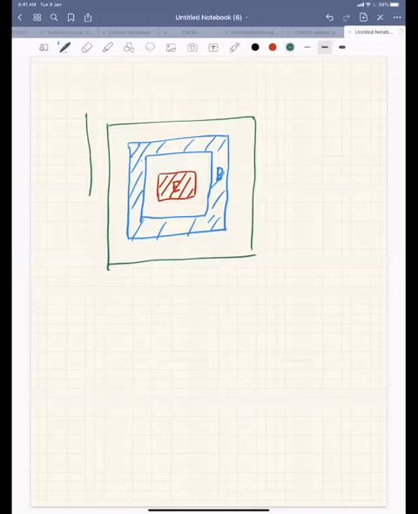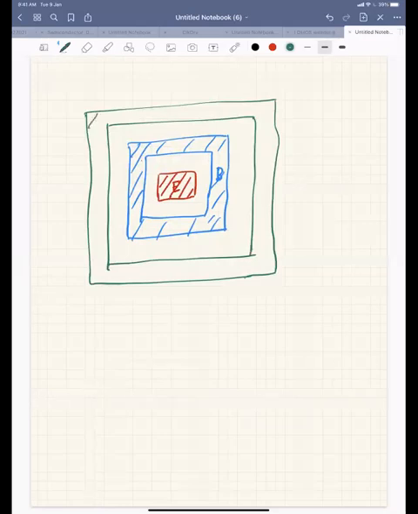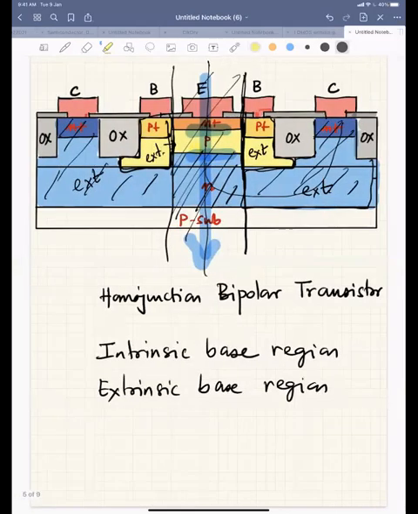squares or rectangles. This is your collector here. So this is your emitter, base, and collector, and this region between the emitter and base, these are isolation regions, because you have to separate the emitter from the base, and the collector from the base. I have drawn these isolation regions here as oxide.